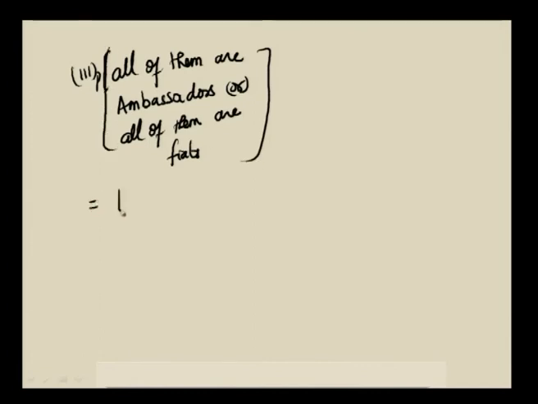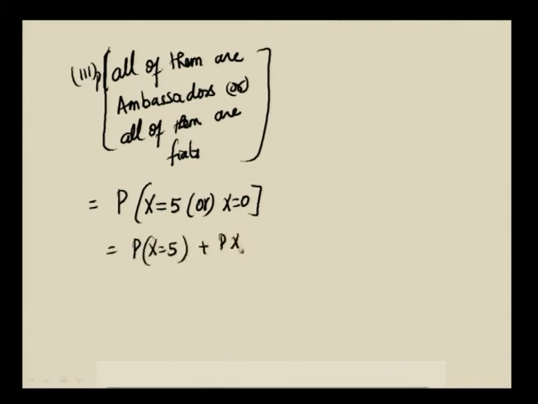Okay. With respect to the x value, x represents the number of ambassador cars in the workshop. When all of them are ambassador cars, x takes the value 5. When all of them are Fiats, there are no ambassador cars, so x takes the value 0. So, you have P(x = 5) plus P(x = 0). So, what is x = 5?